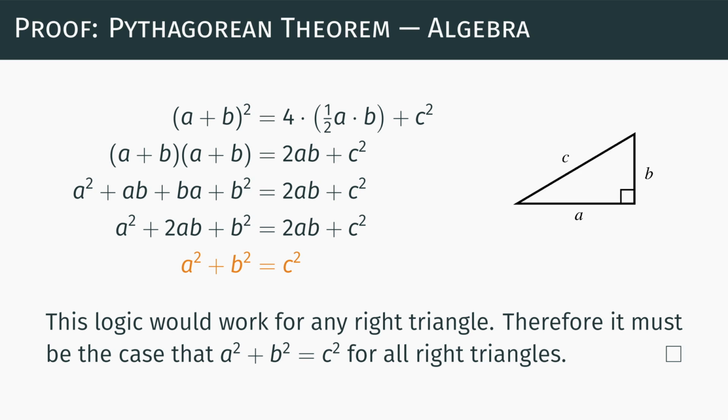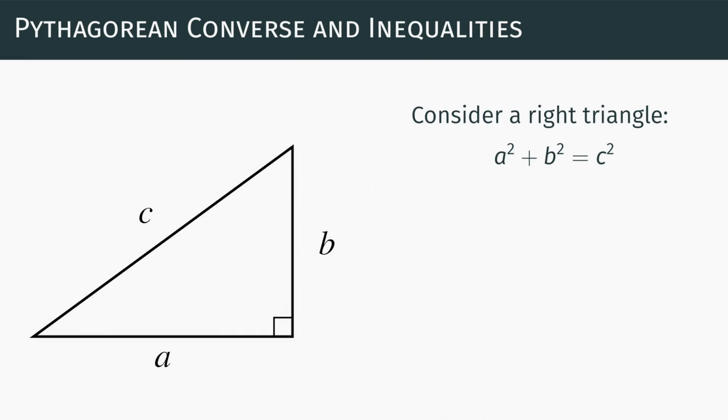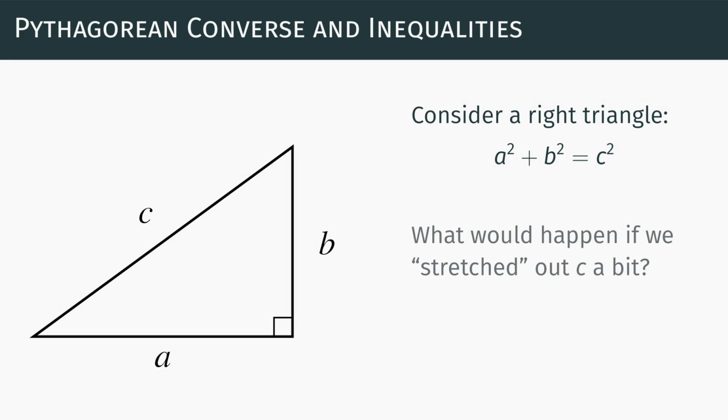Pretty neat. Back in that video lesson, we also talked about the idea of the Pythagorean converse. So let's motivate a way to expand on the idea of the Pythagorean converse. So start off by thinking about a right triangle, right? A just good old A squared plus B squared equals C squared right triangle. But what would happen if we wanted to stretch C out a bit longer, but we wanted to keep that base in place, right?